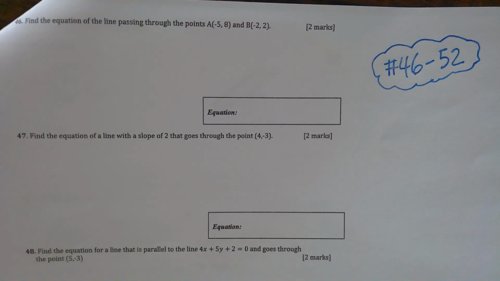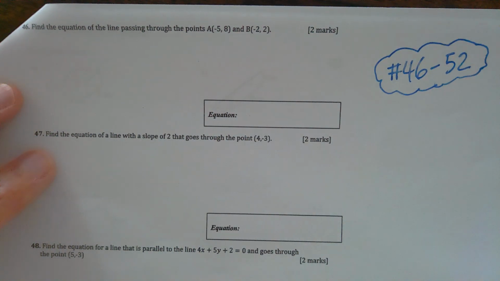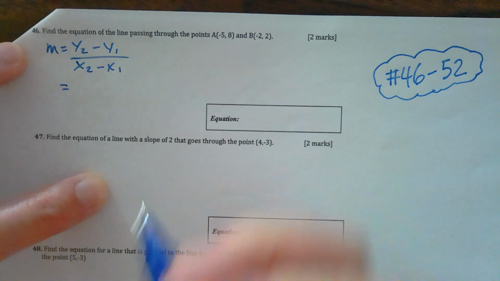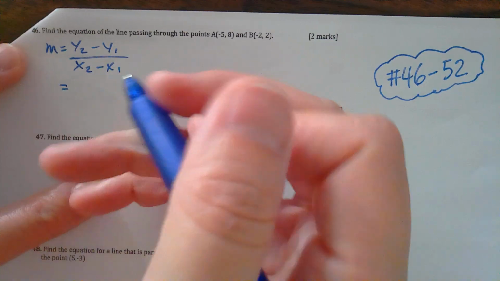Find the equation of a line passing through these 2 points. Again, your biggest hint is you're given 2 coordinates. So when you're given 2 coordinates, what comes to mind? Yeah, slope formula: y2 minus y1 over x2 minus x1. By now you need to know the formula.